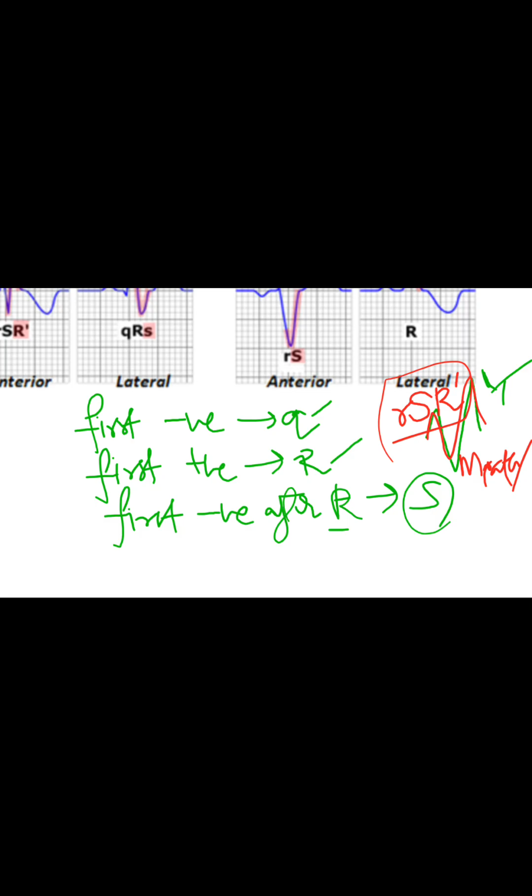W pattern in V6 follows a similar principle, because when you're looking from V6, the first deflection is going to be the septal depolarization. The septal depolarization is left to right. V6 is located more towards the left ventricle, so left to right means it's going away. So the septal depolarization will seem like a negative deflection, but of smaller amplitude, a small negative deflection. Then you have the left ventricular depolarization, and from V6 it seems like a positive deflection because it is coming towards the lead, and the left ventricle is more in thickness, so it's more in amplitude. So it's a bigger positive deflection.